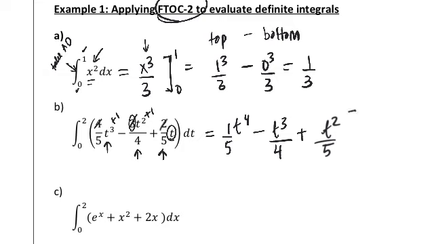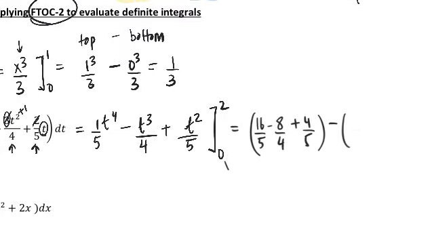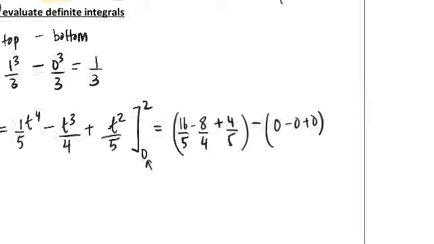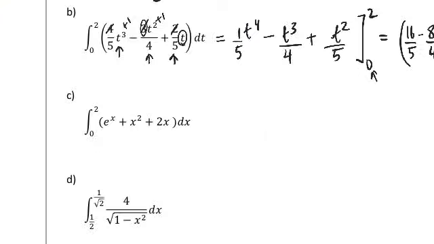And now you've done the antiderivative, so you don't write an integral anymore. You write the bracket and the 0 and the 2, and then you put the top number in first, and you get 16/5 minus 8/4 plus 4/5. All of that minus, check the bottom number. Even if this is 0, it may not always be 0, but in this case, it is 0. So the answer is coming out to be 16 plus 4, 20 over 5, minus 8 over 4. I think that's 4 minus 2, or 2. Okay, all right, let's go on to this one.